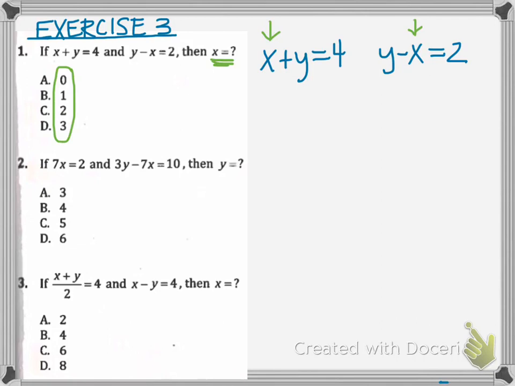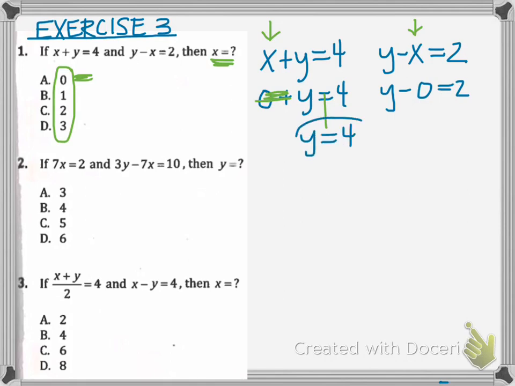So let's start with 0, okay? So we're going to put that where x is. So in the first equation, it's going to be 0 plus y equals 4, and in the second equation, it's going to be y minus 0 equals 2. So if I was to solve this first equation, 0 plus y, that's really nothing. So this one's saying y equals 4 when x equals 0, right? Second equation, to solve that, y minus 0. Okay, minus 0 is just the same as y. So this one's saying y equals 2.